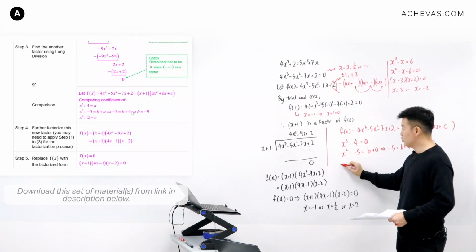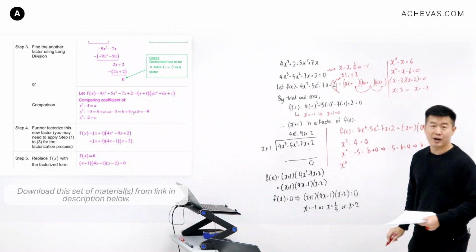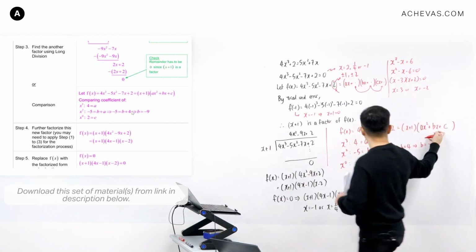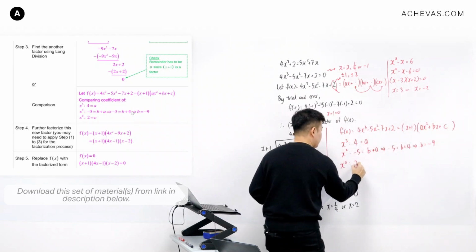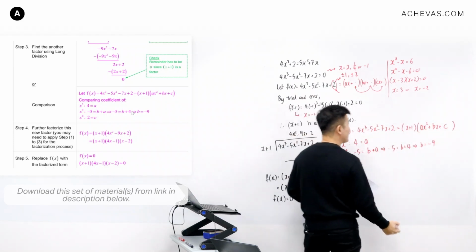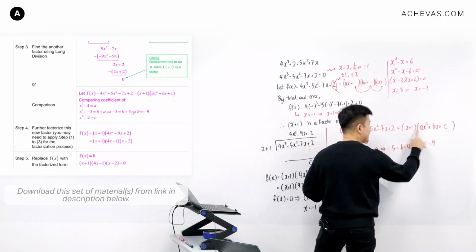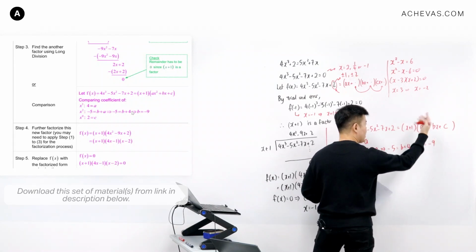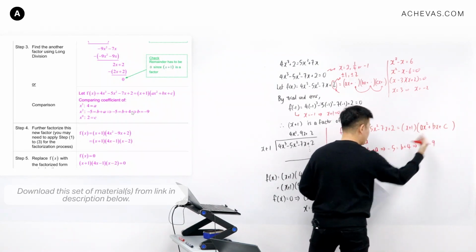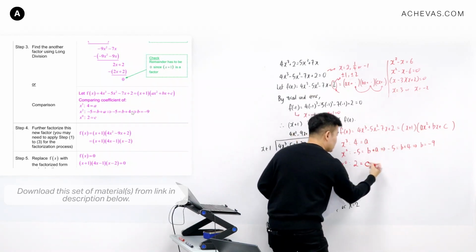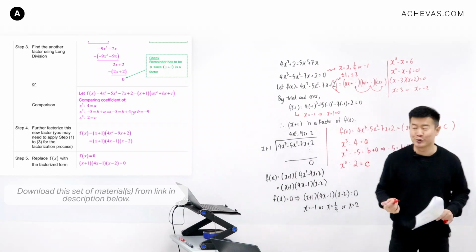And the last one that I'm going to compare is x to the power of 0. On the left hand side it is 2. And on the right hand side, to get x to the power of 0, it is going to be 1 multiplied by c, because the rest of the terms have a variable x to the power of at least 1. So 1 multiplied by c gives x to the power of 0, which is compared to 2. So this tells me that c is equal to 2.